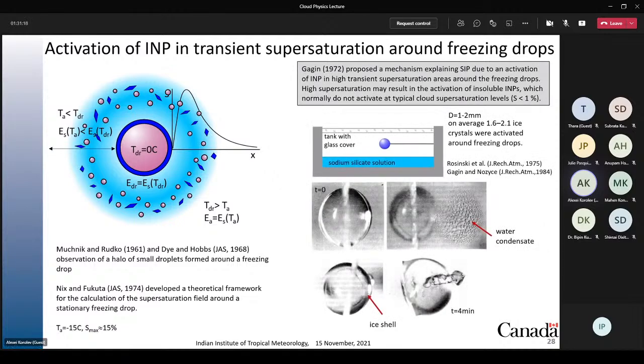Later on, Rozinski and Gagin made a very neat lab experiment. They put a droplet on a thread inside a tank with a controlled environment. During freezing, they observed dew, condensed water, formed on a glass plate. They put this glass plate at the location of the maximum supersaturation, so that's confirmation of this mechanism. They also observed ice nuclei formed on this sodium silicate solution, which precipitated down.